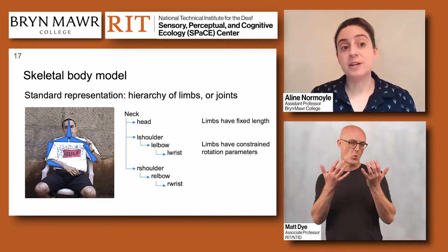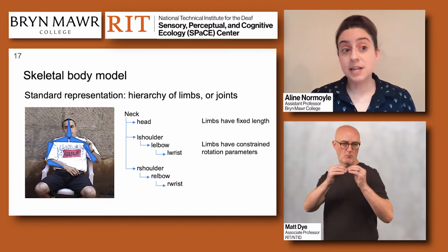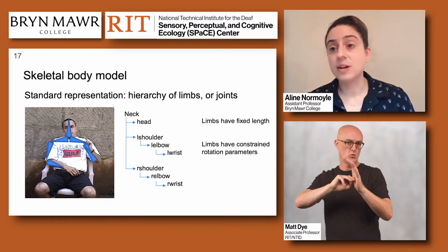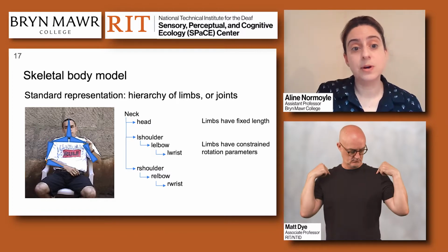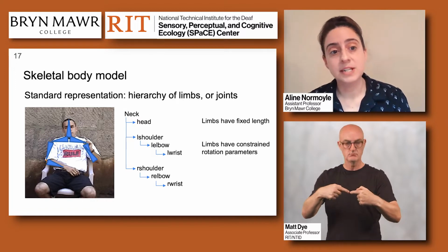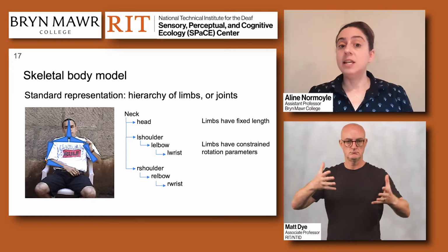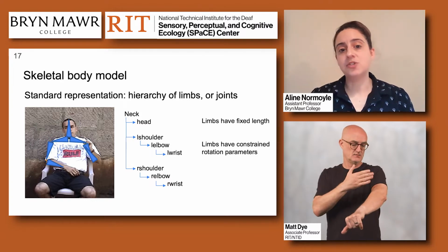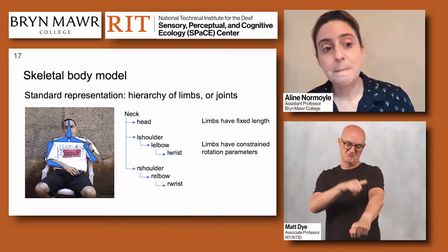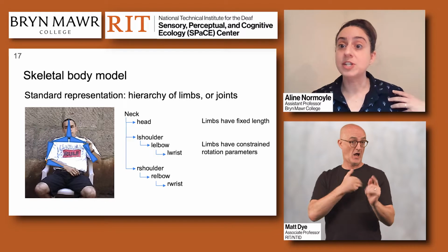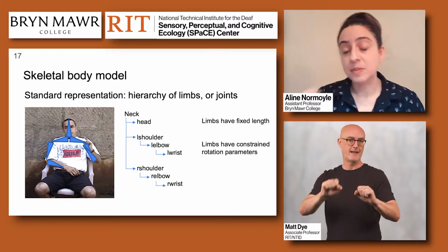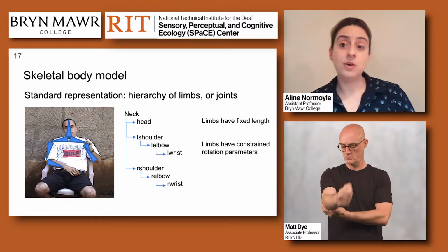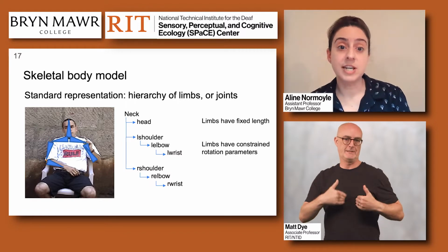So let's talk more about our skeletal body model. We're using a standard representation, which is a hierarchy of limbs or joints. So in this work, we're just modeling the head and the arms, and so we have the corresponding joint hierarchy here beside the image. Importantly, these limbs have fixed length, so bones can't change size, and also the limbs have constrained rotation parameters. So for example, we can specify that the joints only rotate in ways that are realistic. The most obvious example would be the elbow, which can only rotate along a single axis. We can also specify min and max joint rotations for each limb.